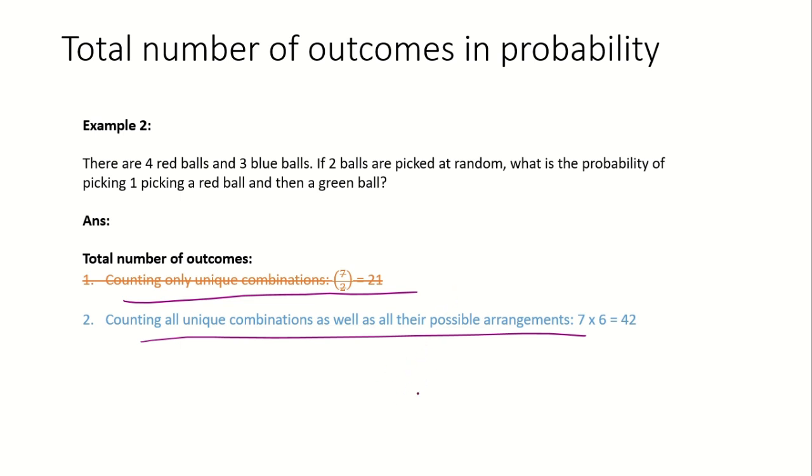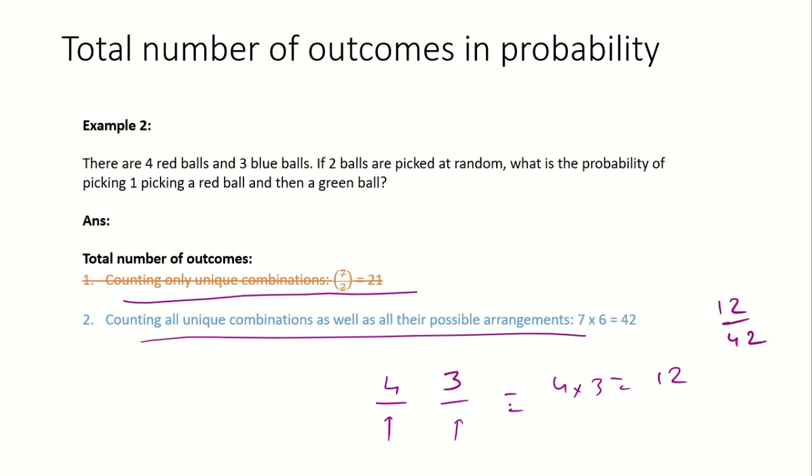Now, if you're interested in finding the probability here, to count the number of desired outcomes, the first ball has to be a red ball, right? There are 4 ways in which you can pick a red ball. And then there are 3 ways in which you can pick a blue ball. So it's 4 times 3, which is 12. So your answer probability would be 12 divided by 42.